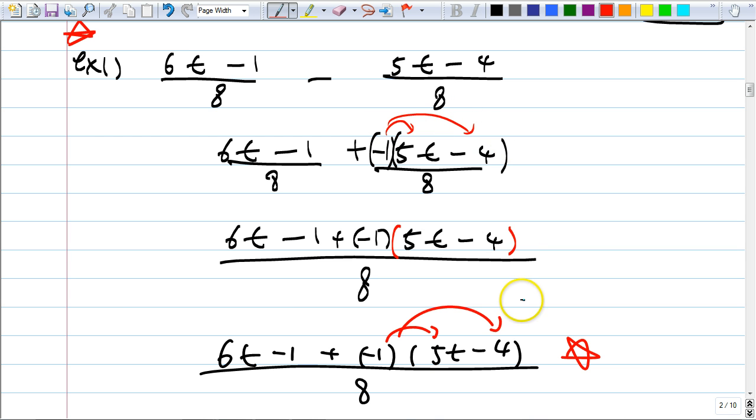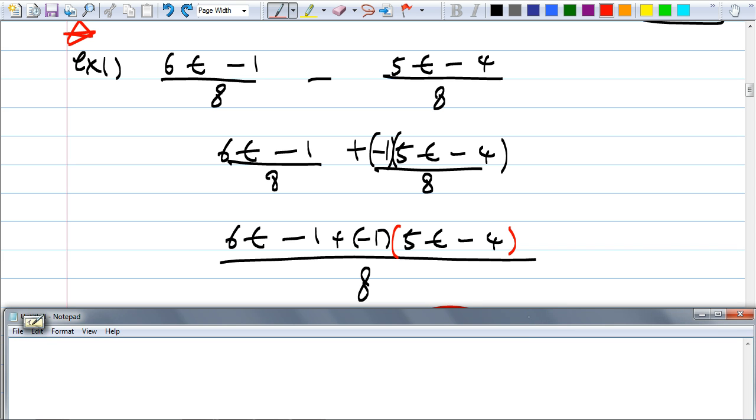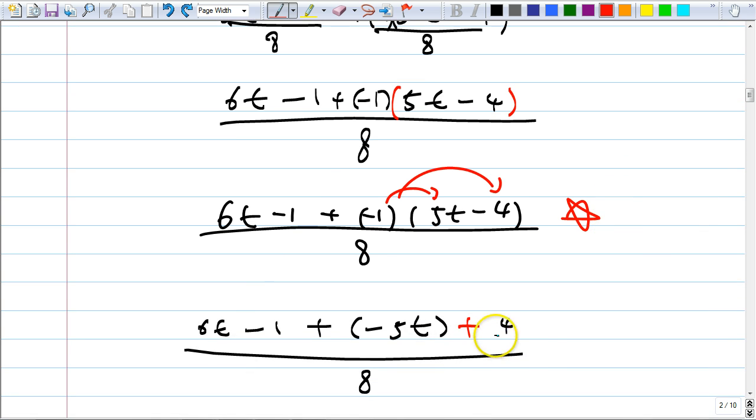Oh, it's frozen. Oh, okay. So good. Doesn't it become this way? Don't I have to distribute this negative 1 to both of these terms? What do I get when I multiply this negative 1 to both of these terms? Negative 5t plus 4. That's why we get plus 4. Don't write just negative 4 there. Does that make sense? Because you're subtracting the whole numerator, not just the first term. You have to distribute that whole negative.